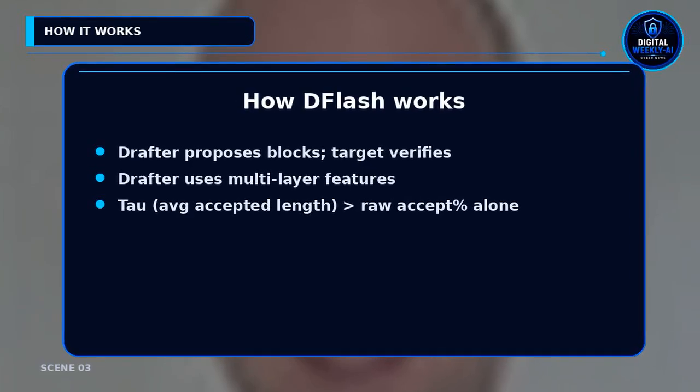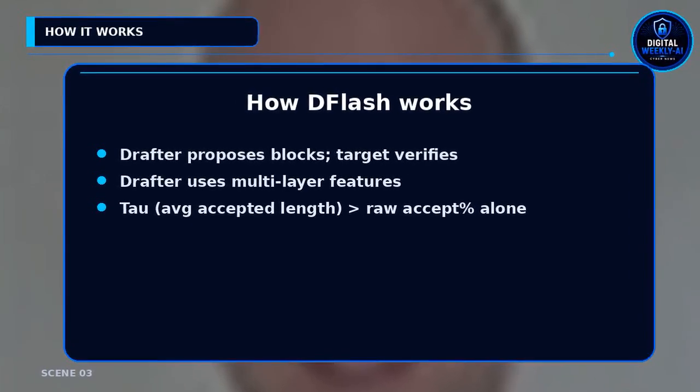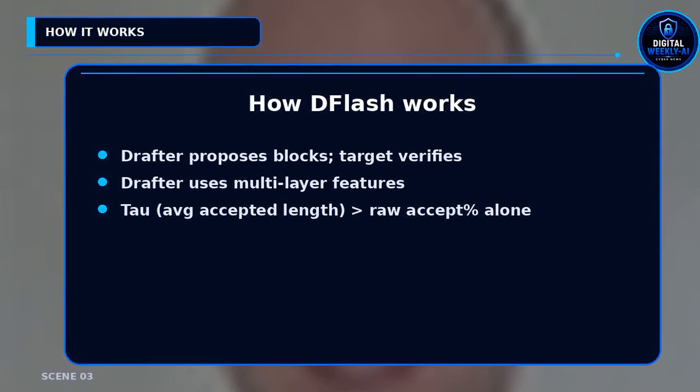DFlash uses a lightweight drafter to propose token blocks. The target model verifies the proposed prefix. The drafter sees intermediate layer features. Average accepted length tau explains the economic value. On code, tau reached 6.39 with 38.67% acceptance.